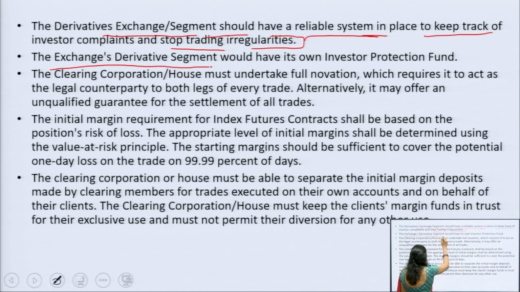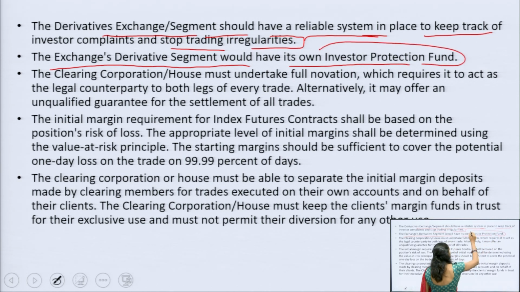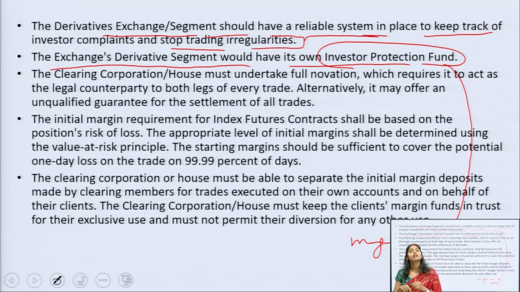The exchange derivatives segment would have its own investor protection fund. So along with that particular redressal mechanism, they should also have an investor protection fund. With the help of this investor protection fund, investors could manage their losses, any losses they are incurring in that particular trading. In that case, they can have this particular fund.